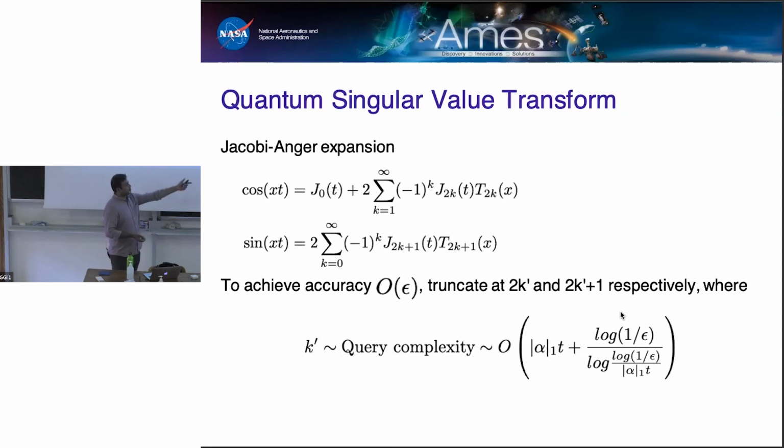So k prime, which is the truncation parameter, also tells me the degree of the polynomial that I'm interested in implementing. And that degree, like we just saw, goes as the query complexity, and it can be shown that if you want to achieve an accuracy of order epsilon, then this truncation k prime has to scale as whatever this expression is over here.